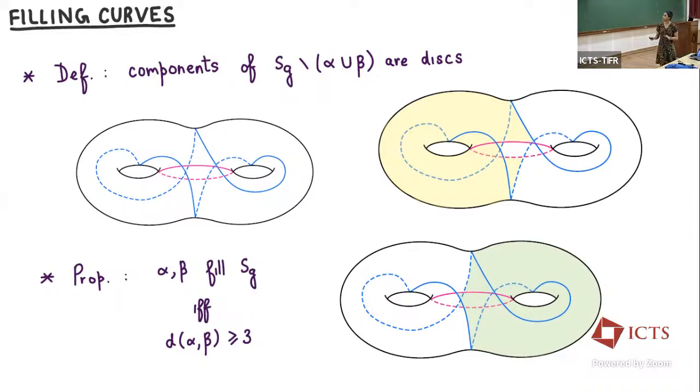So the property says that if we have two curves which fill up the surface, then their distance in the curve graph is at least 3. An intuitive proof for this property is that whenever two curves don't fill up the surface, we'll always find an extra curve, say gamma, which is disjoint from alpha and beta. So moving on.